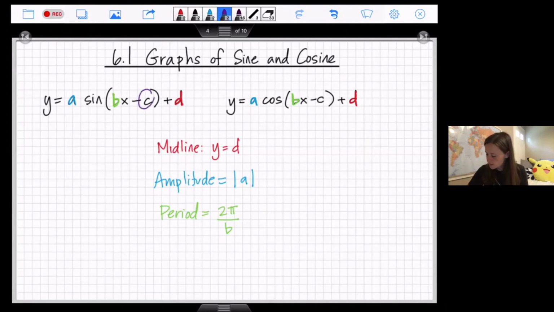This leaves this kind of questionable number out here, this c, this mystery man that we didn't talk about. That is going to do a horizontal shift. It turns out that number actually has a lot of interplay with that value of b, and it's more complicated than I want to get right now. We know that it can move it around right to left, but we're really going to focus on these three transformations: midline, amplitude, and period. And we'll do that more when we get together in class.